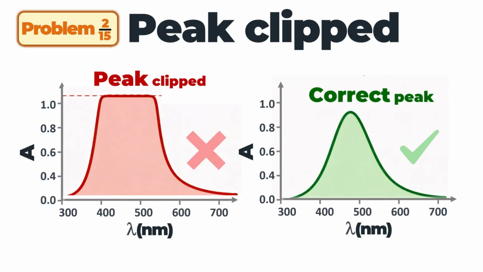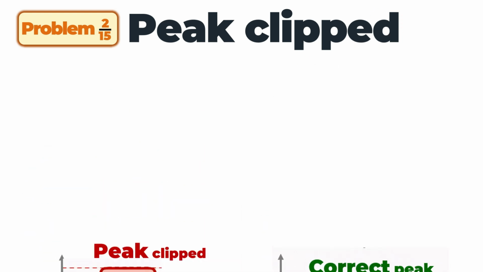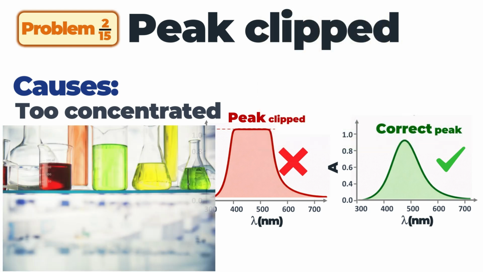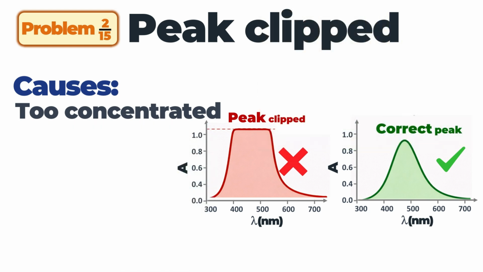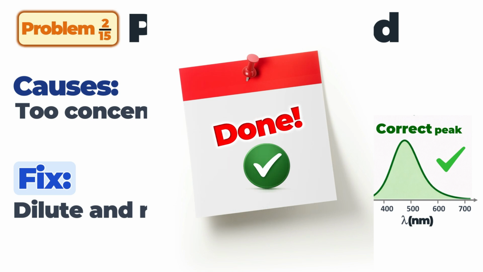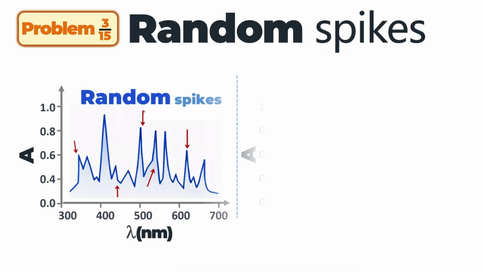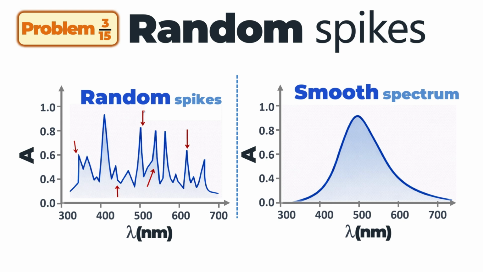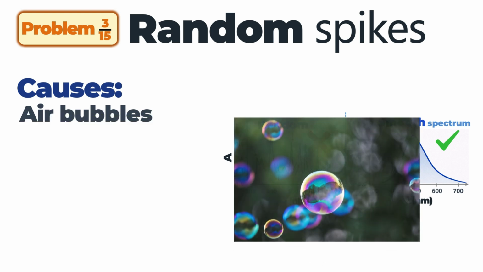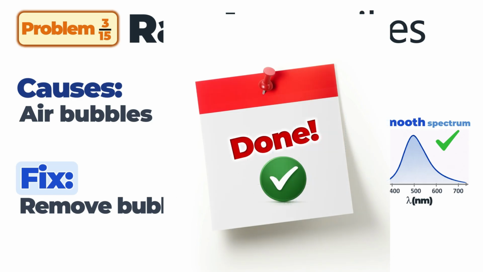Problem 2. The clipped peak. If the top of your peak is flat, your sample is too concentrated and the detector is blinded. Now how to fix? Dilute it, aim for an absorbance between 0.1 and 1.0 for the best accuracy. Problem 3. Random spikes. These are usually air bubbles dancing in the light beam. How to fix? Give the cuvette a gentle tap or use a pipette to remove them.